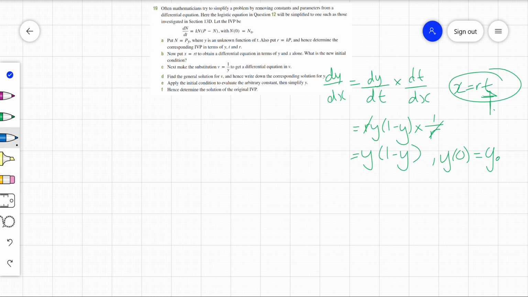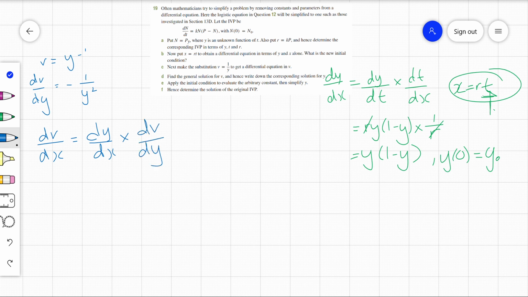I'll go this side. So now we want to make the substitution v equals 1 on y to get a differential equation in v. Alright, so we're going to do the same thing. v equals 1 on y, or y to the negative 1. So dv/dy equals negative 1 on y squared. At the moment I've got dy/dx, so if I talk about dv/dx, I can just use what I've just done, which would be dv/dy times dy/dx.